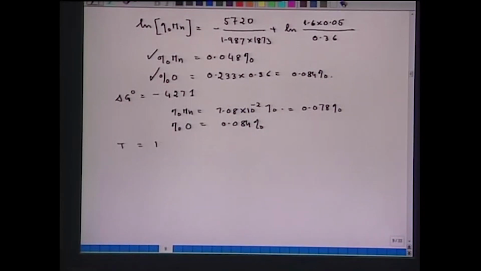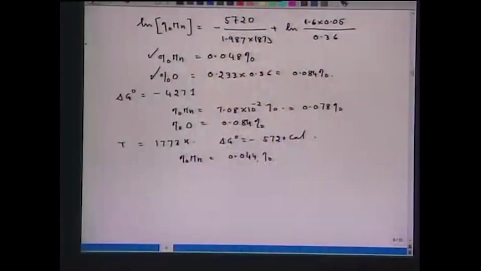Now, for example, if I want to illustrate that the low temperature favors the oxidation of manganese, what I do now, I take T is equal to, for example, 1773 Kelvin, and I use delta G naught value as minus 5720 calorie. Then I will be calculating percentage manganese, that will come equal to 0.044%, and percent oxygen, that is in equilibrium with this temperature, is equal to 0.054%. Now, this value is to be compared with the 0.048% earlier for 1873. Now, we are getting 0.044%. That means decrease in temperature favors oxidation of manganese.